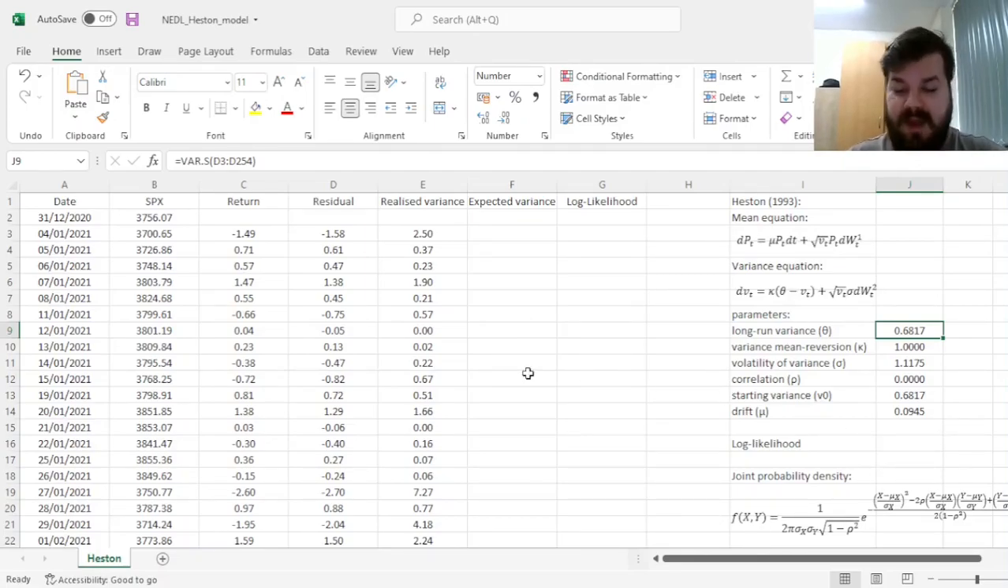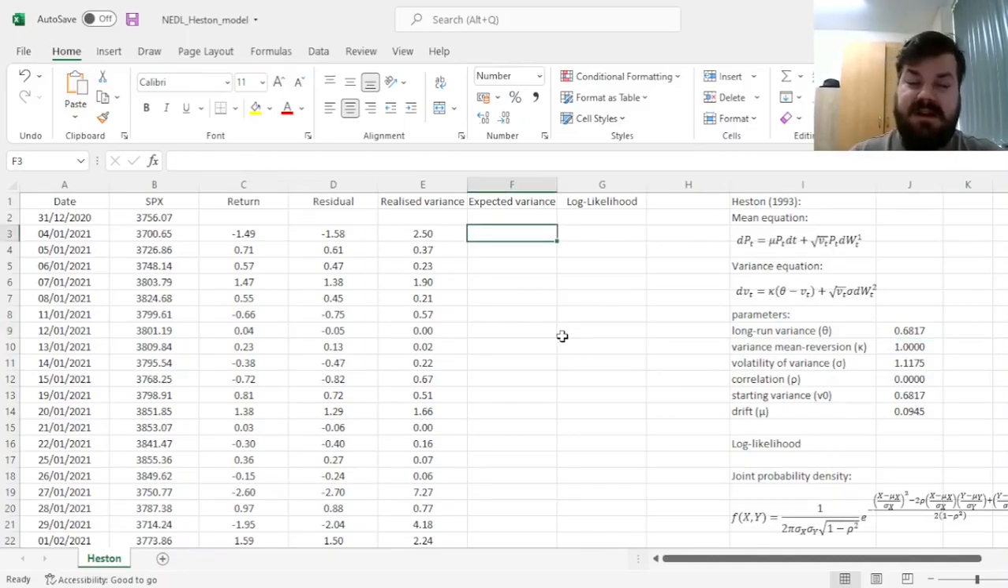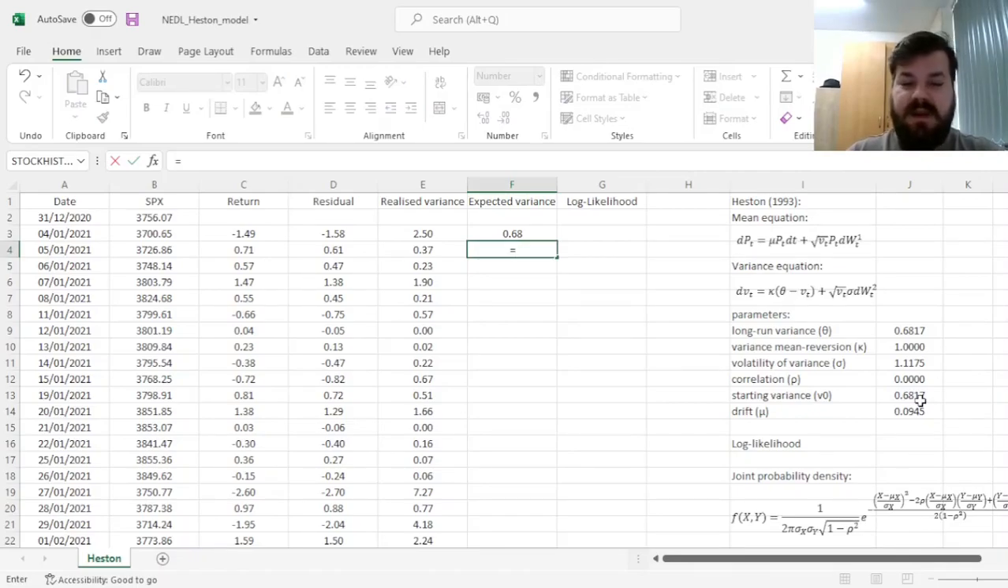And then we'll seek to improve upon that and measure how statistically significant the improvement that the Heston model gives is. But before that, we need to calculate the expected or conditional variance in each of our sample days, starting with the starting variance parameter, and then utilizing the mean reversion function. So our variance would change by this particular adjustment factor, given the values of kappa and theta. So to the realized variance in the previous day, we would add the kappa parameter, which is the mean reversion speed, times the difference between the long run variance, theta, and the realized variance in the previous day.